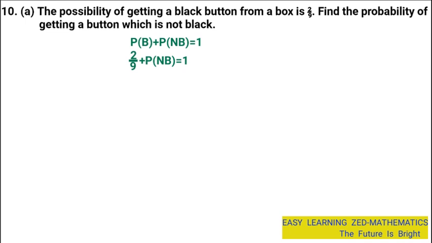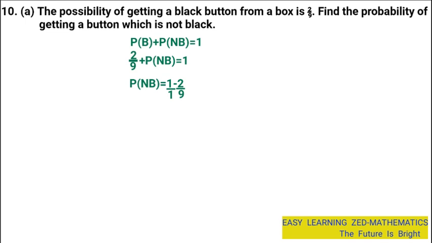Once we've written it like this, we need to put like terms together. So the probability of getting a button which is not black is equal to 1. Since the fraction 2/9 is crossing the equal sign, it's going to be minus 2/9. At this stage, what we can do is make 1 a fraction without 1 losing its value. So we're going to write 1/1. The value of 1 is maintained, however we have made it a fraction.